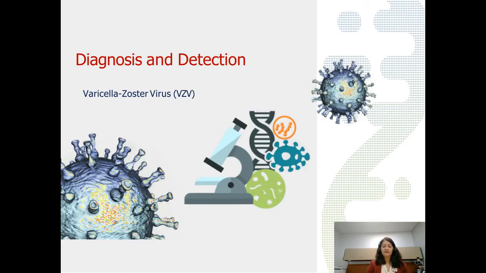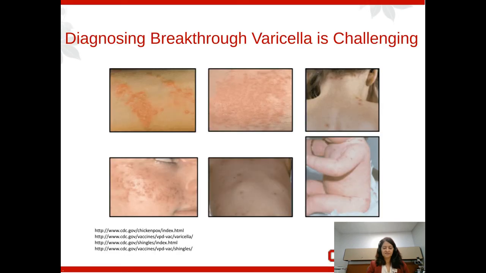Switching gears a little bit to diagnosis and detection. We talked about this in our previous slide: we have culture, DFA (direct fluorescent antibody, antigen detection), PCR, and histopathological tests. Culture is not so great for VZV because the virus is very labile, doesn't culture very well, and doesn't last outside the host for very long. Also, diagnosing breakthrough varicella, or rashes in general, such as herpes rash, is very hard to do just by looking at the rash.